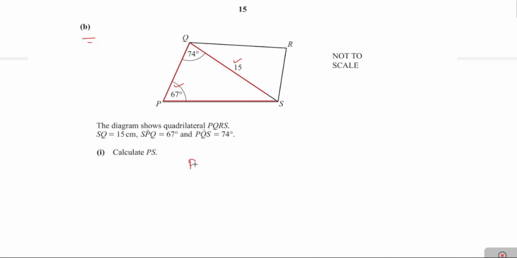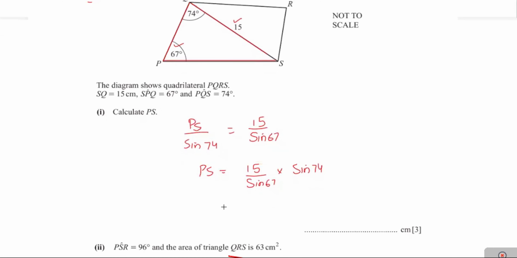Now, PS over sine 74 will be equal to 15 over sine 67. And PS will be equal to 15 over sine 67 multiplied by sine 74. Now we simplify it, and we get 15.66 centimeters as the answer.